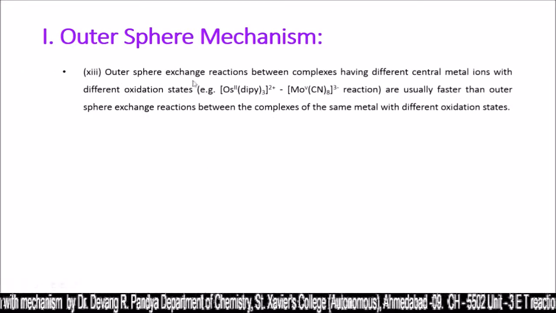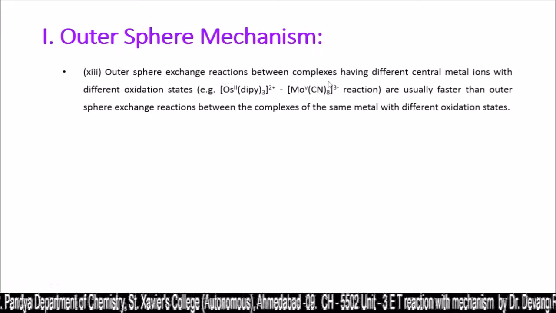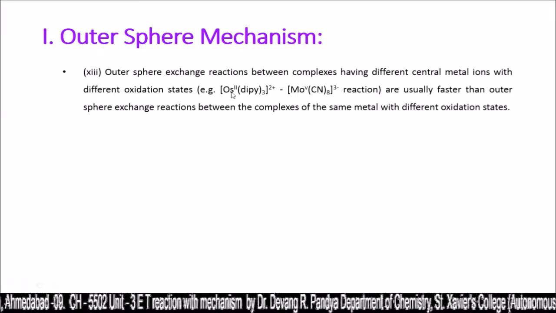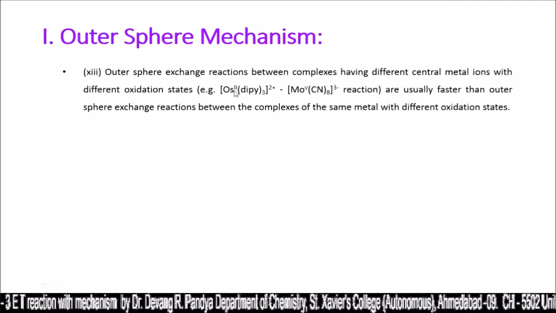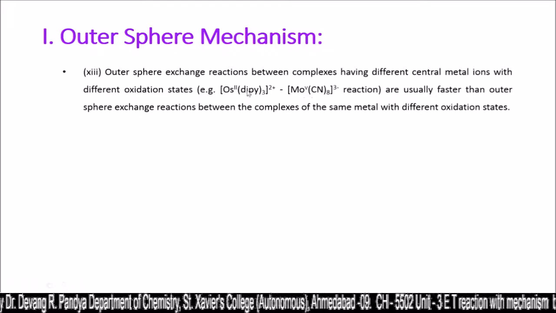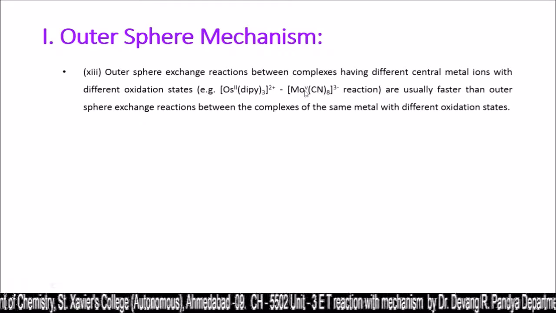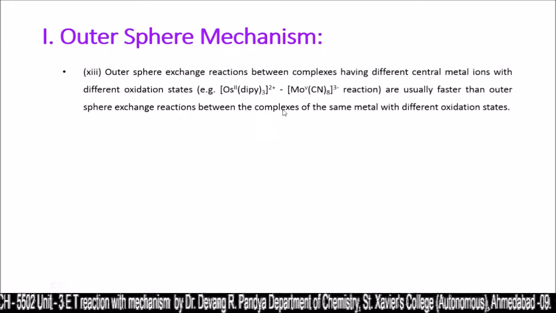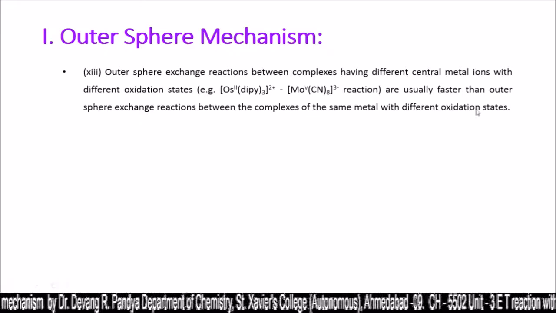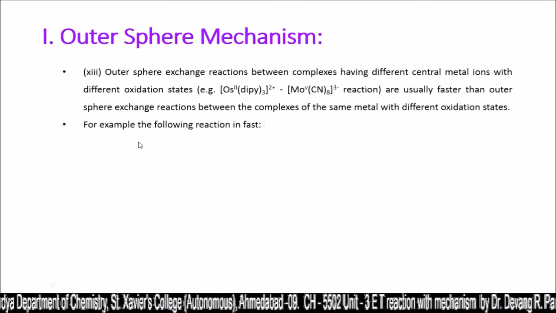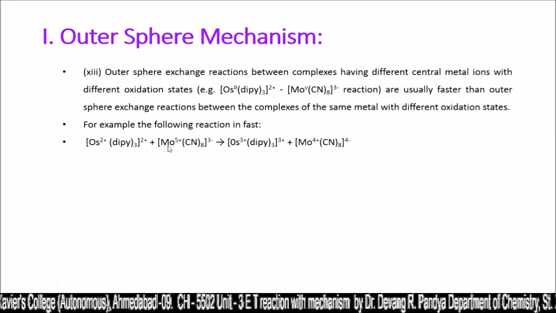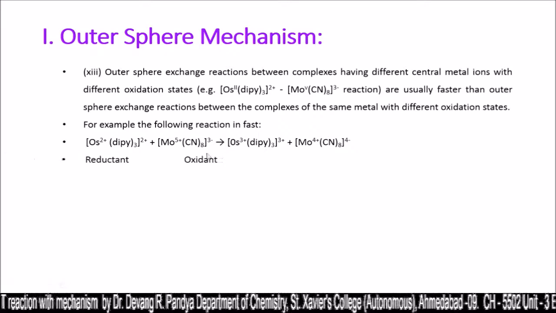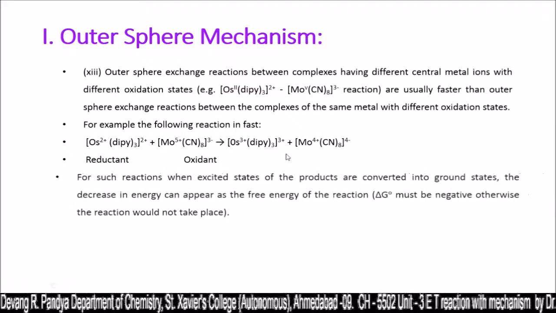13 point. Outer sphere exchange reactions between complexes having different central metal ions with different oxidation states. Suppose here we have osmium 2 with molybdenum 5, so plus 2 and plus 5. Complexes with a major difference like these two complex ions are usually faster than the outer sphere exchange between complexes of the same metal with different oxidation states. We have an example for that. Here the oxidation states plus 2 and plus 5 are converted into plus 3 and plus 4, and it's a very rapid, fast reaction. This is the reductant, this is the oxidant, and these are the products.